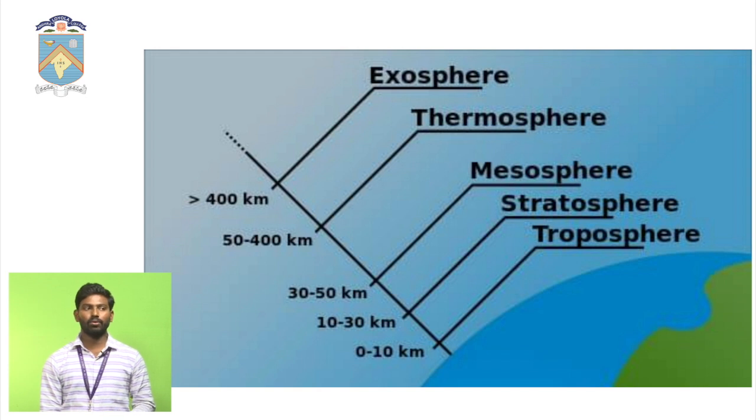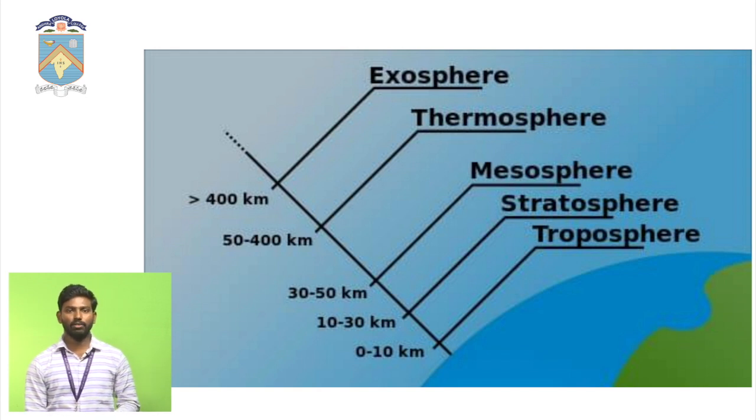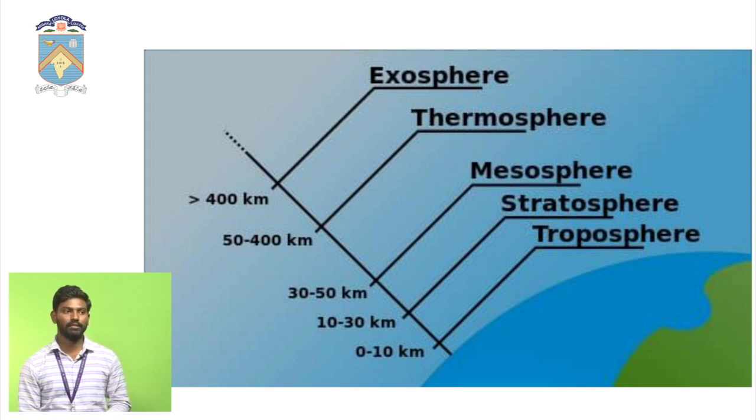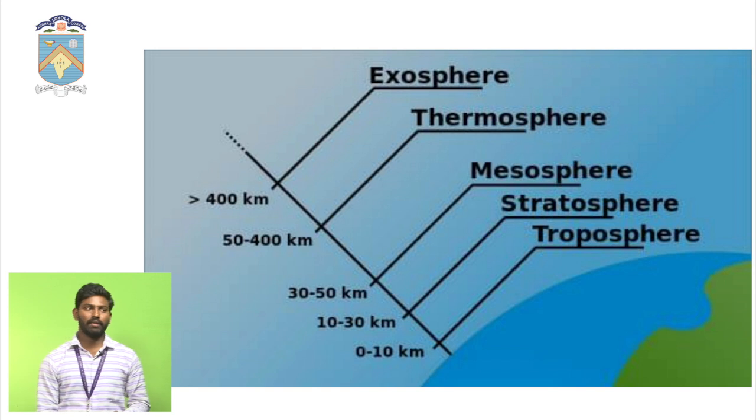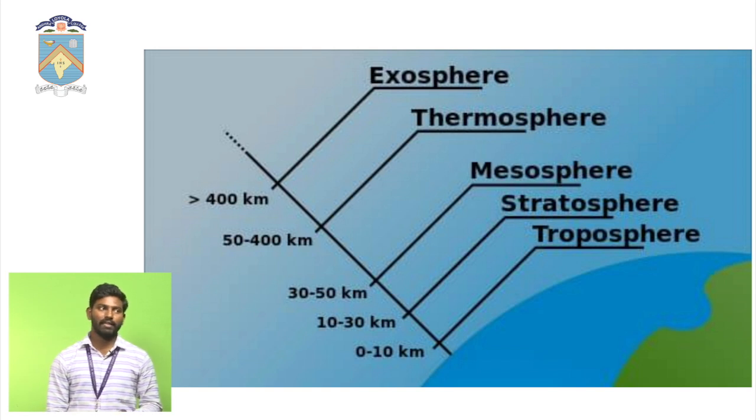In this we need to know the radius of each layer: in the troposphere, the radius is 0 to 10 kilometers, in the stratosphere 10 to 30 kilometers, in the mesosphere 30 to 50 kilometers, and in the thermosphere 50 to 400 kilometers. This is the radius, and above that it comes into space.